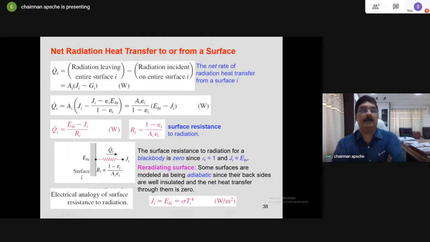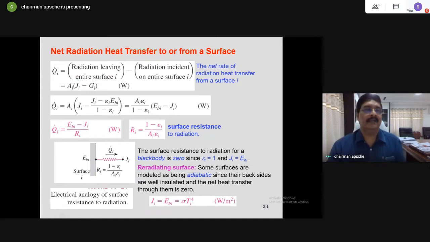Okay, now we just make some mathematical jugglery. What is the net radiation heat transfer to or from a surface? It is the total radiation leaving the surface minus the radiation falling on it. See, J is what? Radiosity. Radiosity is leaving the surface. Irradiation is falling on the surface. So what is the net energy stored or given? It is leaving minus entering, falling.